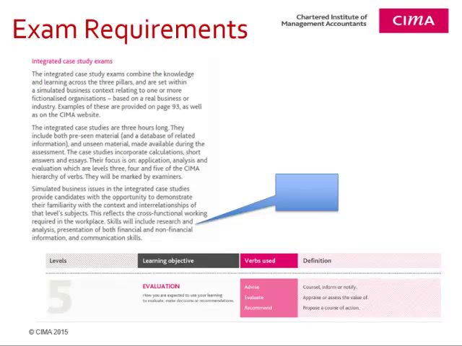And their focus is on either application, analysis, or evaluation, which are levels 3, 4, and 5 of the CIMA hierarchy of verbs. So again, now we need to go and have a look at what this hierarchy of verbs means. So we need to be clear. Maybe we need to go back and look at these verbs and levels and just refresh yourself that you understand what the word advise or evaluate or recommend means, because these are going to be words that will come up in the unseen questions.